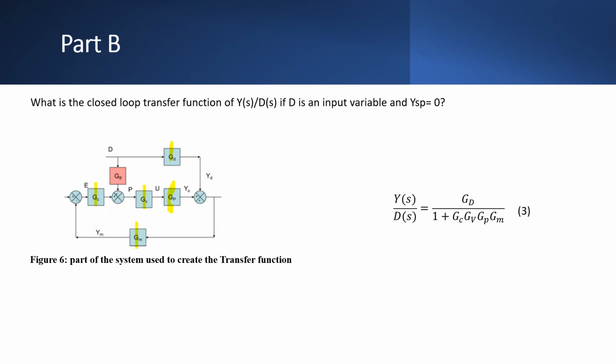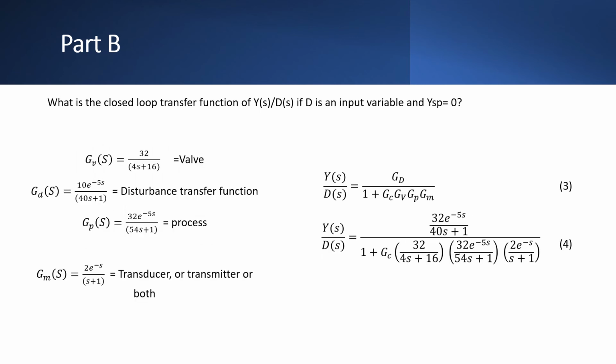Here we have part B for question 2. As you can see, we have a part of the system from figure 4 to show how to come up with the transfer function of Y(s) over D(s) for equation 3 when Ysp equals 0 and the variable D is an input variable. The numerator is the forward path, which is only Gd. Then the denominator is 1 plus the loop, similar to part A, which for our equation is 1 plus GcGvGpGm.